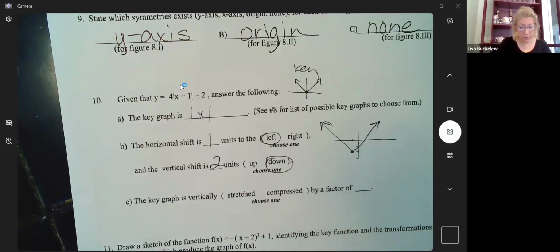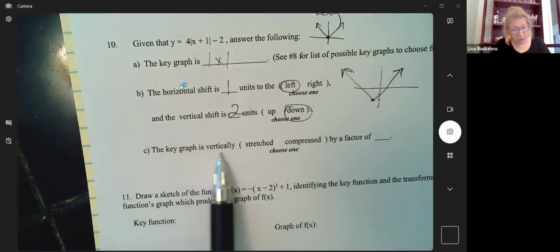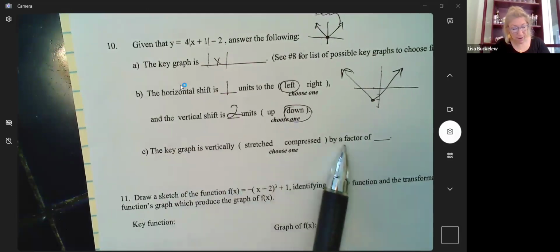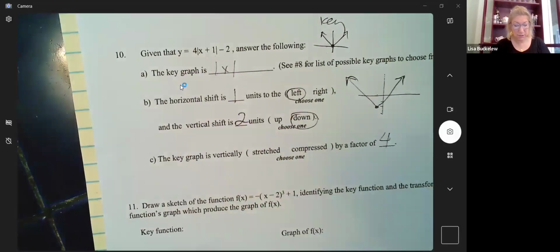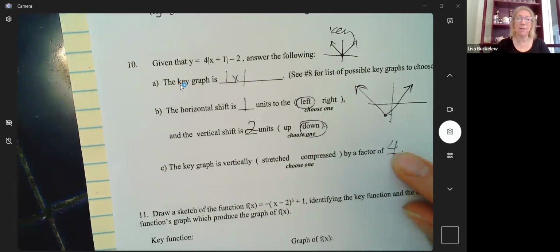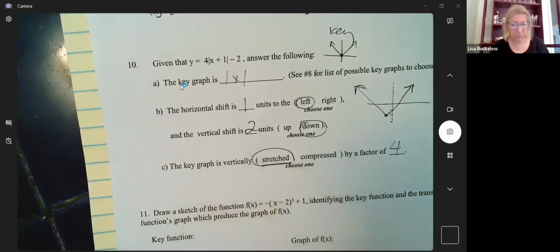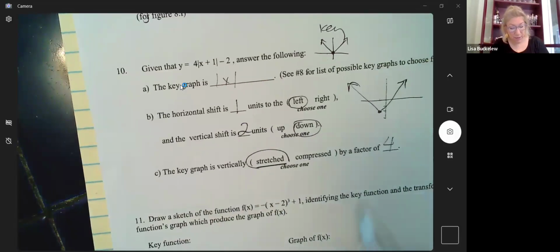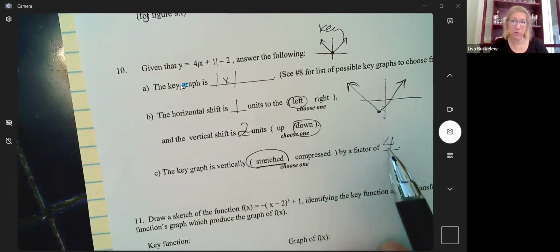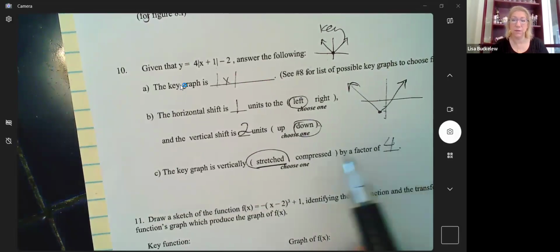All right, so that's why we talked about transformation. Let's talk about the rest of it. The key graph is vertically either stretched or compressed by a factor of whatever this number is right here. So a factor of 4. Since 4 is bigger than 1, it's going to have a steeper look to it. That's what we call a vertical stretch. If it had been 0.4, 0.04, or 4/21, some fraction or decimal less than 1, then that's a compression.